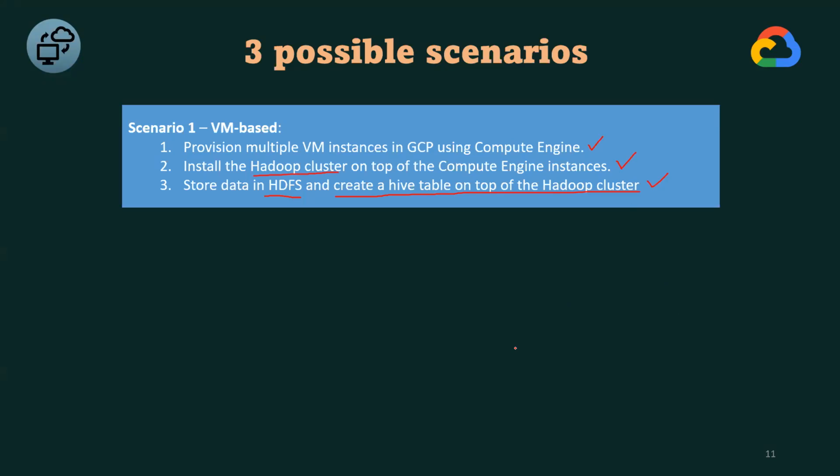Buying or purchasing the machine is not required here, because the cloud provider already provides you the compute engines. So you can create your own machine here and pay for whatever resources you are using. In VM based services, an entire virtual machine is readily available. You just configure it, install the Hadoop cluster on top of it, store the data in the HDFS, and create a Hive table on top of the Hadoop cluster. So this is what you are going to do in the VM based services.